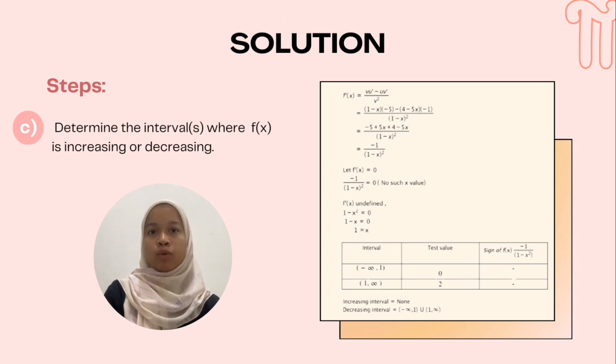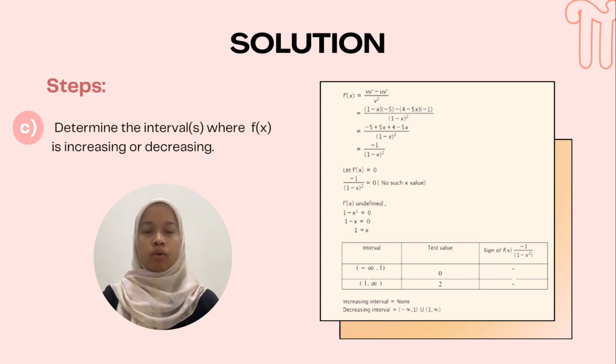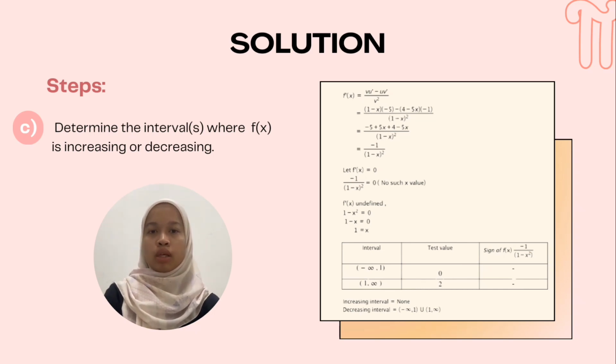For the next step, we need to determine the interval where f(x) is increasing or decreasing. So using the quotient rule formula, we substitute the value into the formula until we got f prime of x equals negative 1 over 1 minus x squared. So the f prime is undefined when 1 minus x squared equals 0. Then 1 minus x equals 0, and lastly we got x equals 1.